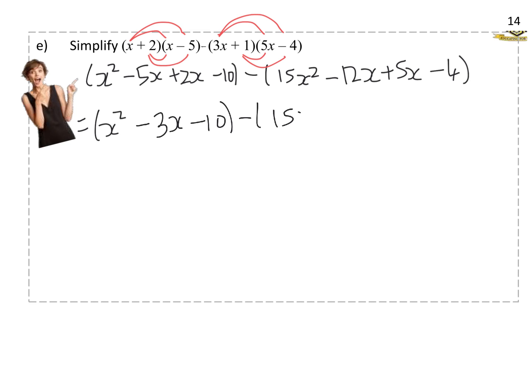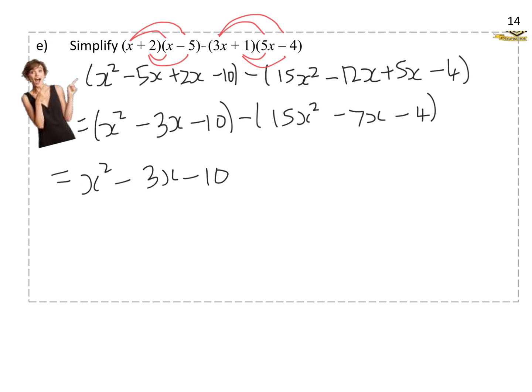And then simplify the second bracket. We keep the 15x squared, but we have minus 12x plus 5x. Minus 12 plus 5 is minus 7x. So the first bracket, we've just got one of that, so it can actually go out of the bracket. We would have x squared minus 3x minus 10. But we're taking away all of this bracket. If you want to think, how much are we taking away? We're taking away one of that bracket. So we'll be taking away the 15x squared, taking away the minus 7x, and taking away the minus 4.